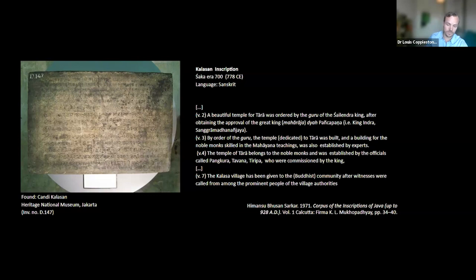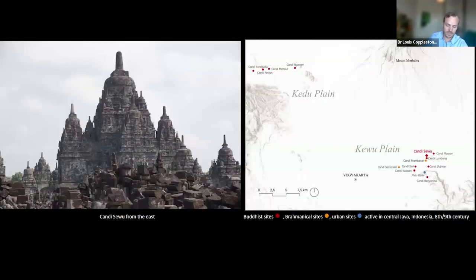3 local officials. So there's a general sense of the situation, I think, in Central Java in the 770s and 80s between these various inscriptions.